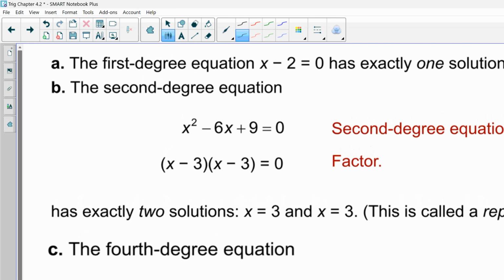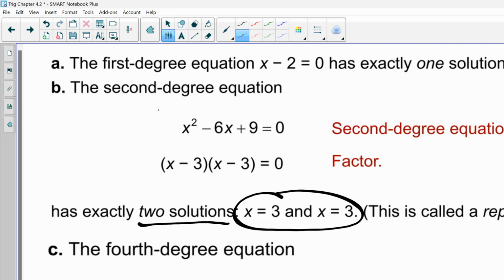Now the next part: a first degree equation, x minus 2 equals 0, has exactly one solution, x is 2. The second degree equation, x squared minus 6x plus 9 equals 0, if we factor it, we get x minus 3 and x minus 3, which means this equation has exactly 2 solutions, x is equal to 3 and x is equal to 3. Even though they are the exact same number, we count them as 2 solutions. They are just not unique. They're called repeated solutions. They show up twice.